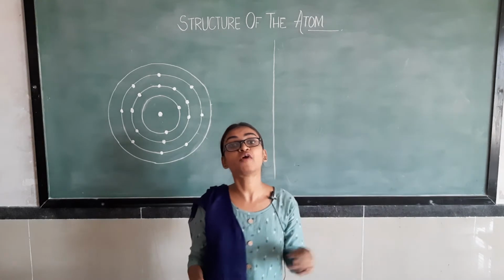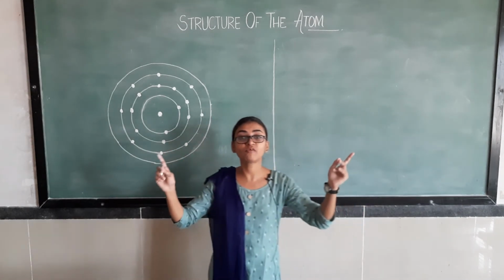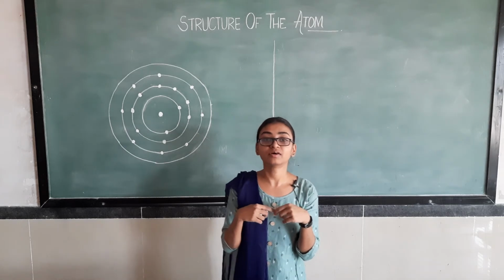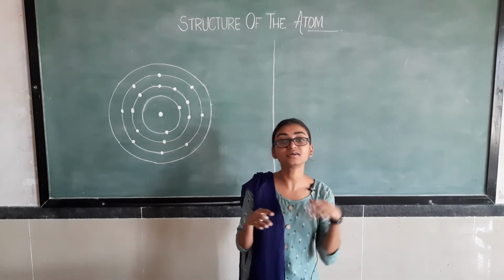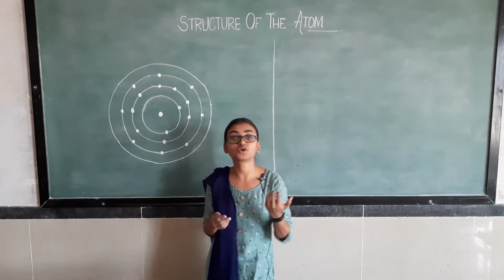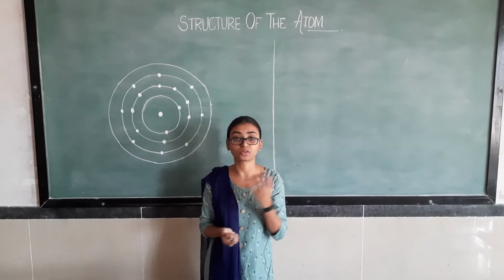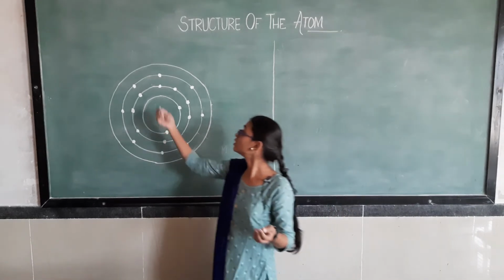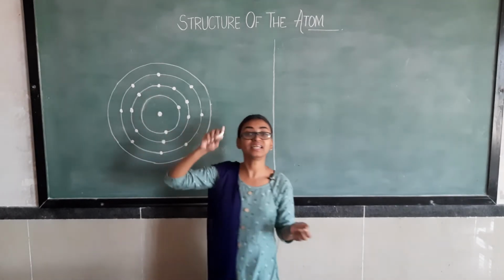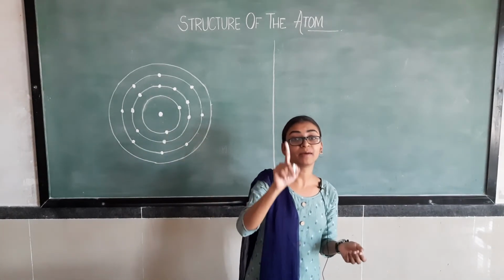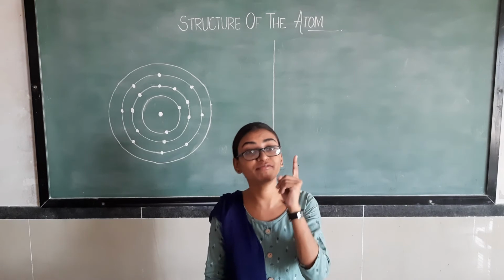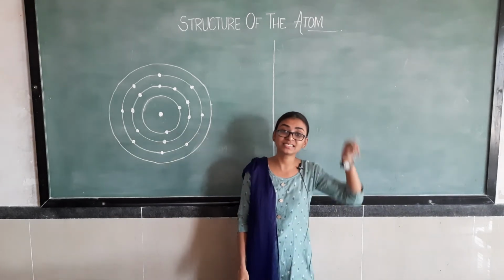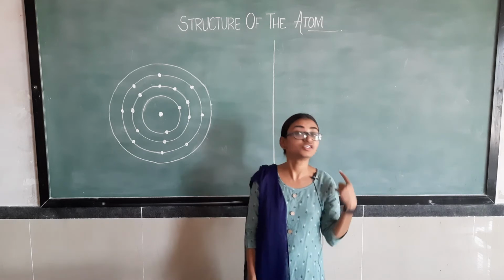So, for lithium, what will the outermost shell be? That will be L. So what we know till here is that the outermost electron is known as the valence electron. So, in case of lithium, the number of valence electrons is only 1. Why? Because only one electron is present in the outermost shell.